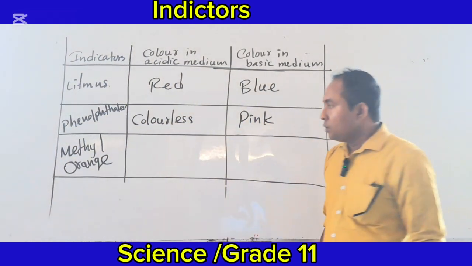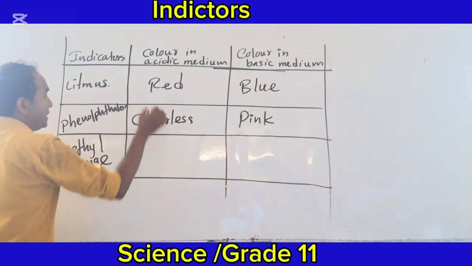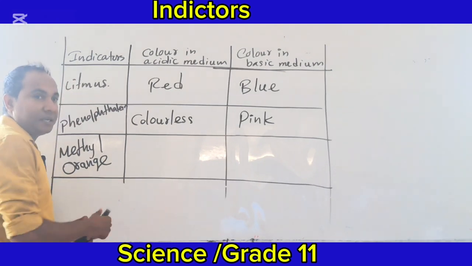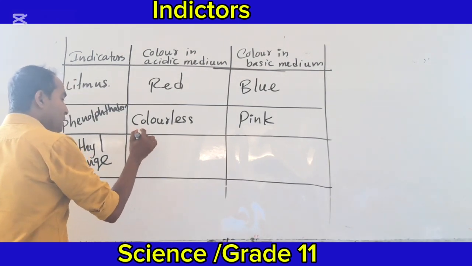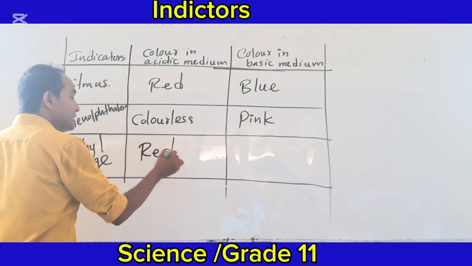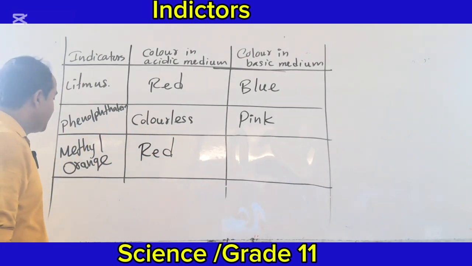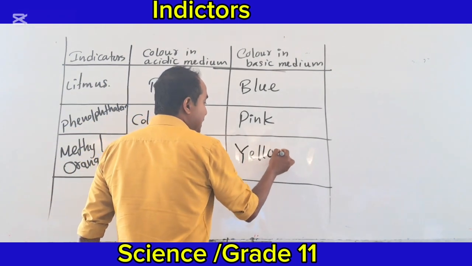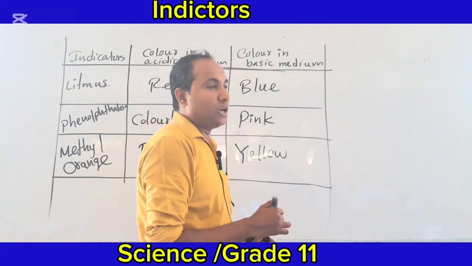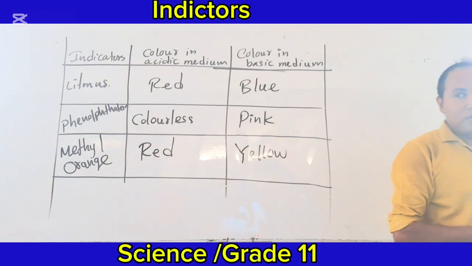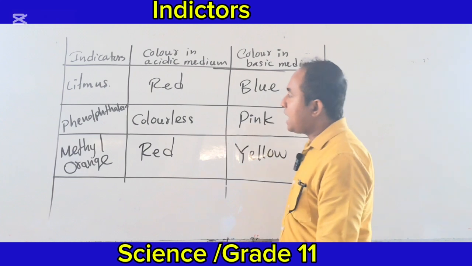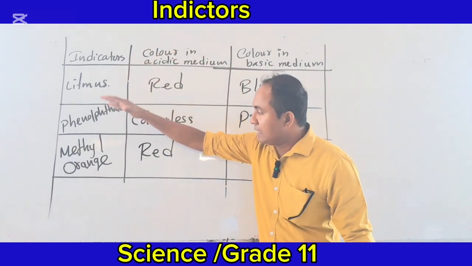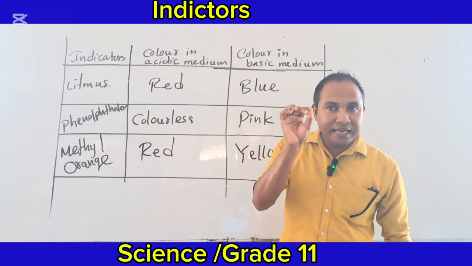Then what is the color of the methyl orange in the acidic medium? Methyl orange shows the red color in the acidic medium. So what is the color of the methyl orange in the basic medium? The color of the methyl orange in the basic medium is yellow. Now we learned about some indicators and the colors of litmus, phenolphthalein and methyl orange in the acidic and basic medium.